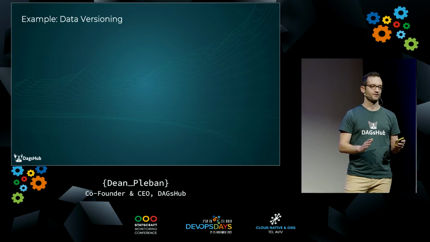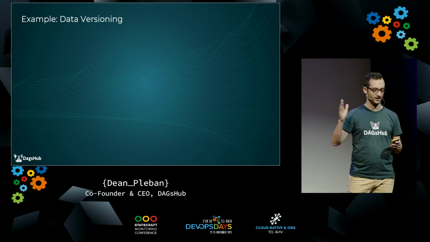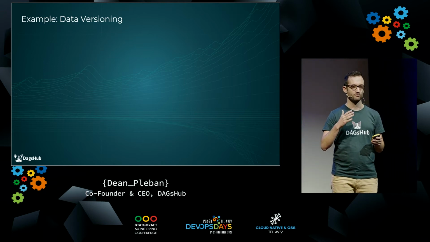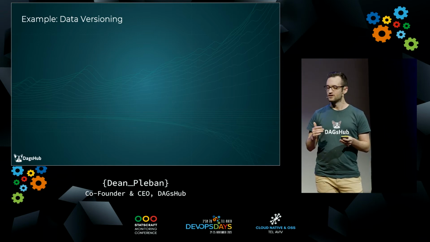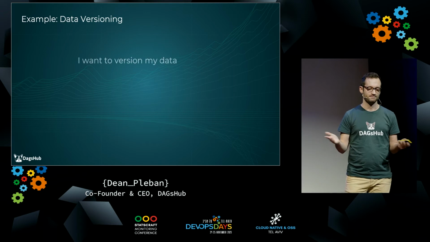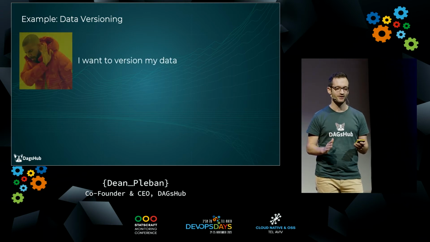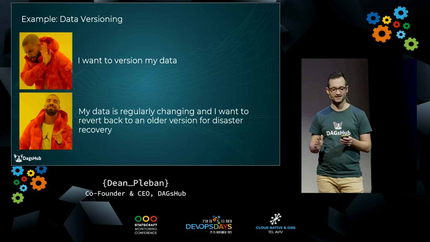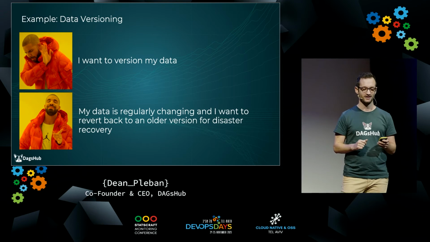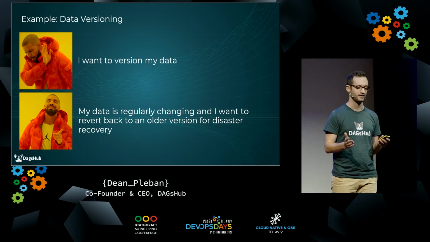So now that we got the assumptions out of the way, we're going to take the example of data versioning, and we're going to build a framework along with this. So first things first, you might say, I want to version my data, right? That's what we're talking about. But I'm going to claim that this is actually bad form. What you want to say is my data is regularly changing, and I want to revert back to an older version for disaster recovery.